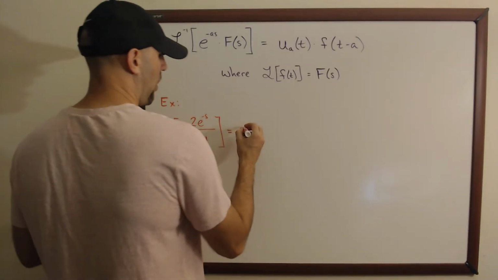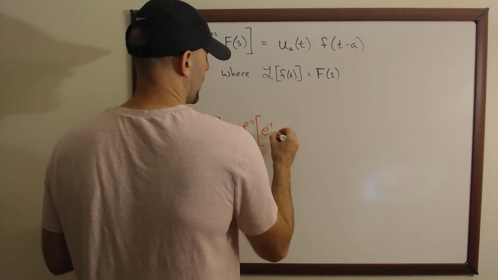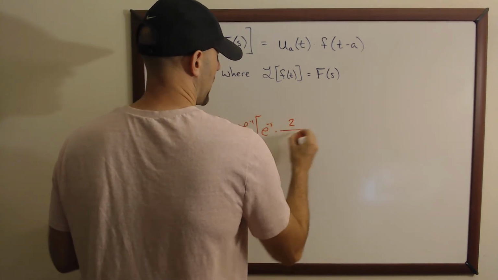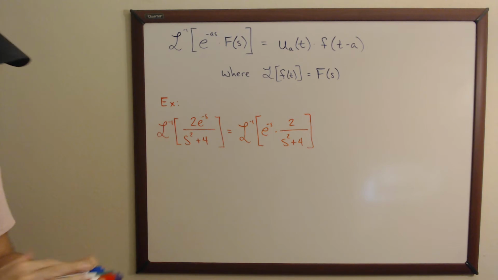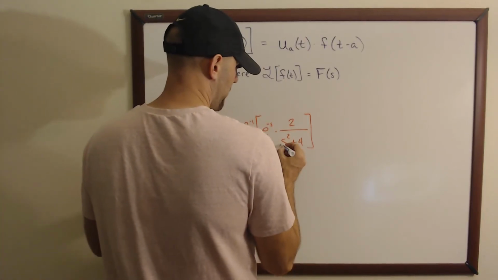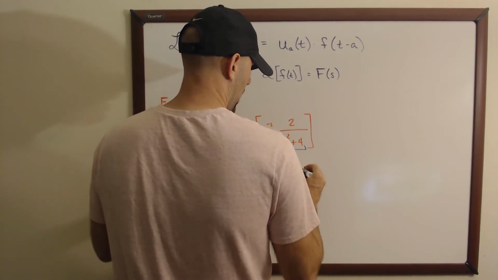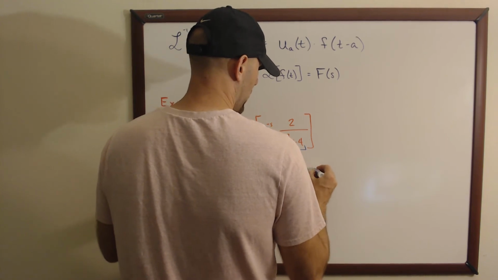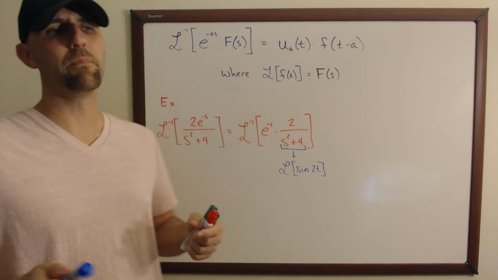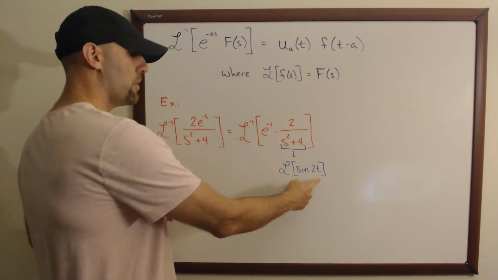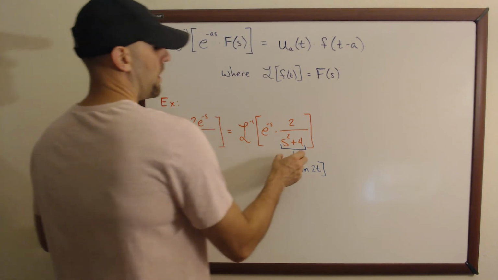I don't need it here because, when I rewrite this in the same form, I notice that this is the Laplace transform of sine 2t, isn't it? The Laplace transform of sine of bt is b over s squared plus b squared. If b is 2, the Laplace transform of sine of 2t is 2 over s squared plus 2 squared, right? So this is a Laplace transform.